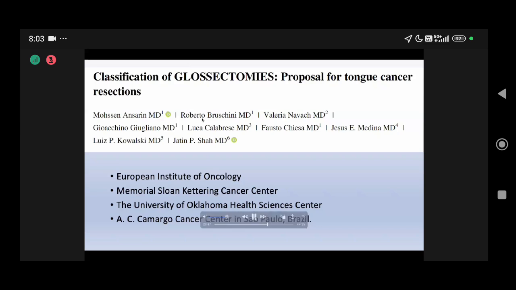So, recently, a classification of glossectomy was proposed by a group from the European Institute of Oncology, MSKCC, University of Oklahoma, and Esicar Magno Center from Brazil. They tried to devise a nomenclature of glossectomies according to the different parts involved in the surgery.